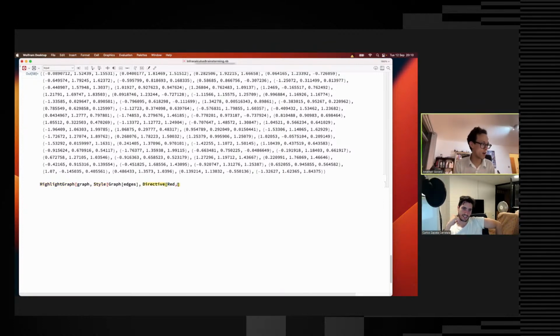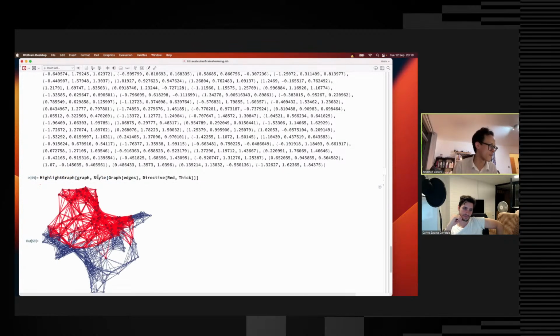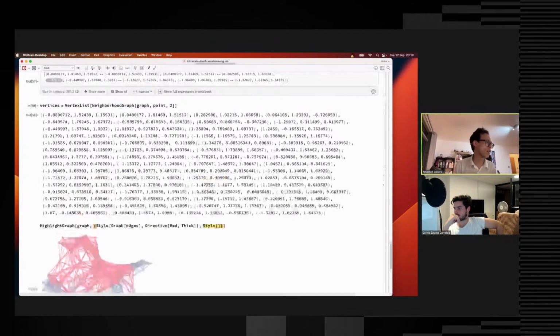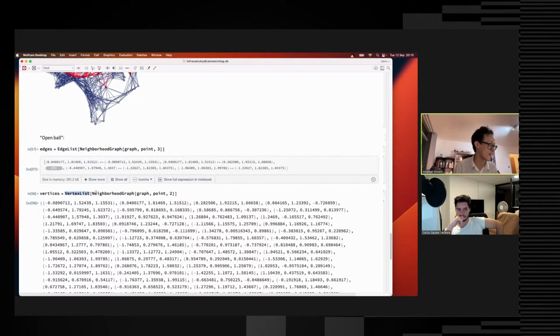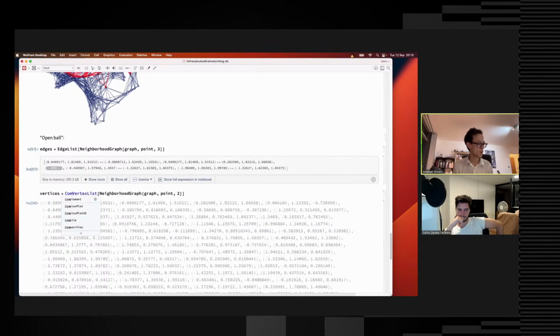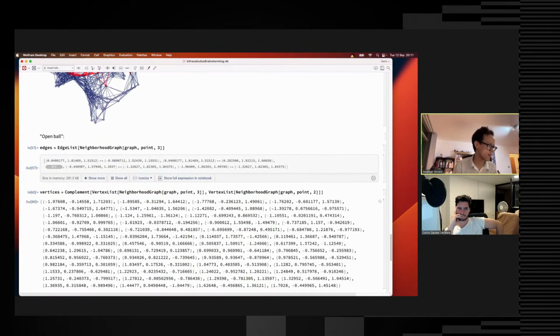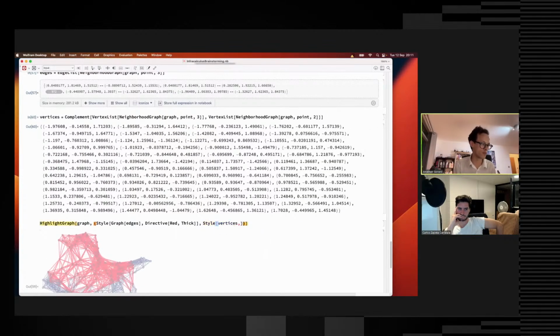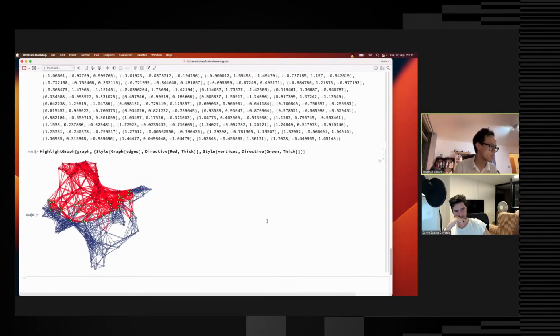All right. Yeah. So if I do that, but then I also want to style, and then actually what I want is the complement of this, comma this, I think. And then I say style. I don't know if this works because I can't remember the order of operations for that. Directive, let's do green. Okay. Well, it's hit a boundary there, which is maybe not so informative.